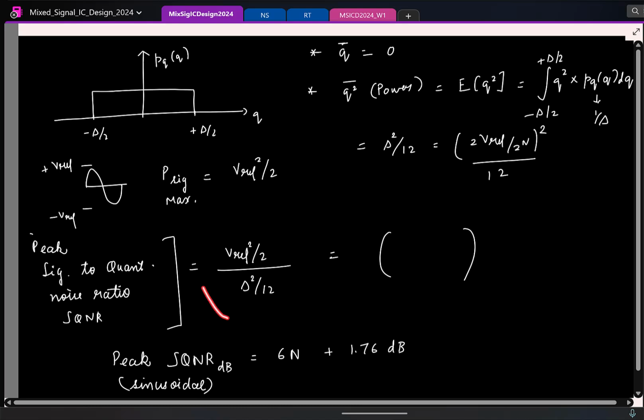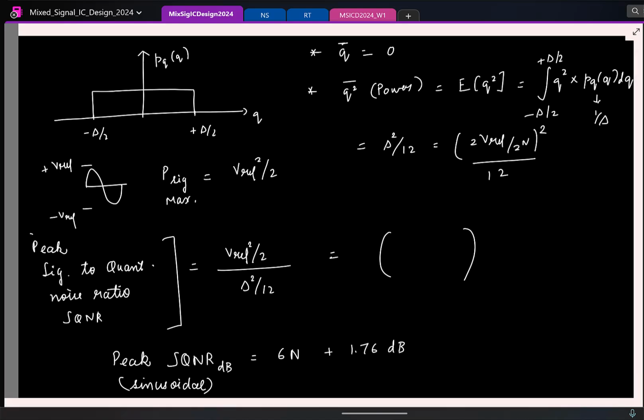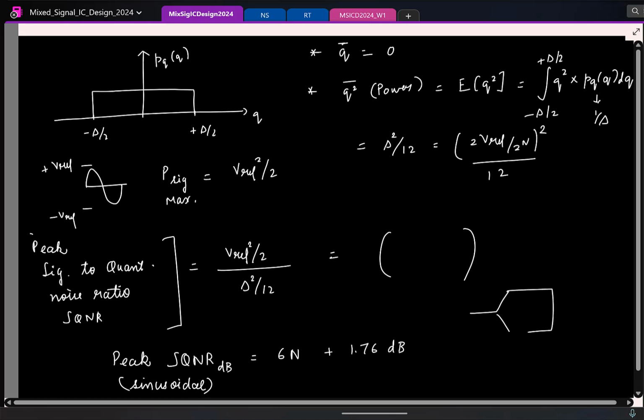This is fine. From here, you know delta, you put it in, Vref goes off, and then you have just n and constants, and then you take log. I don't want to spend time on doing basic math here. So now you tell me, if I have a 10-bit quantizer or a 10-bit ADC, what is the maximum sinusoidal signal to quantization noise ratio I can get? 61.76. Yeah, about 60 to 62 dB, right?